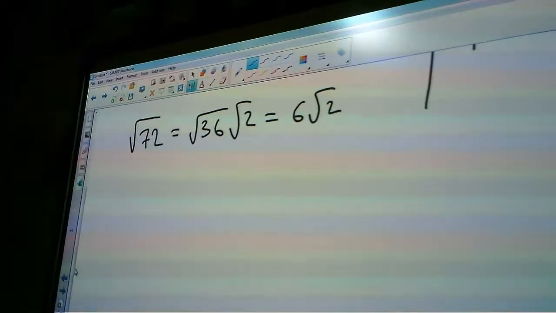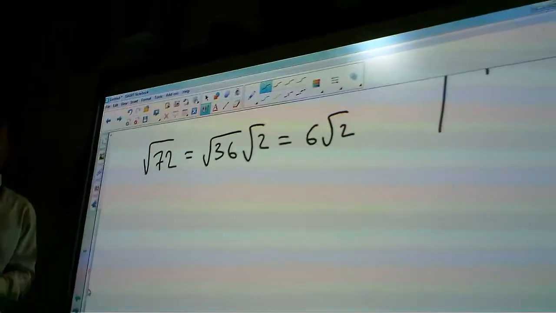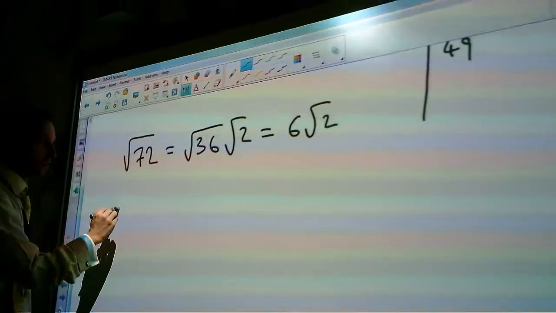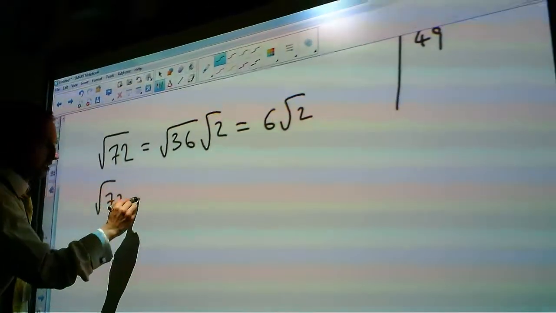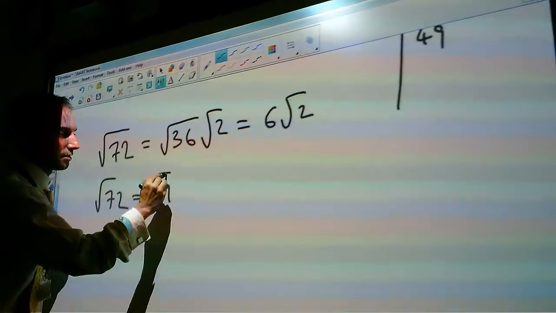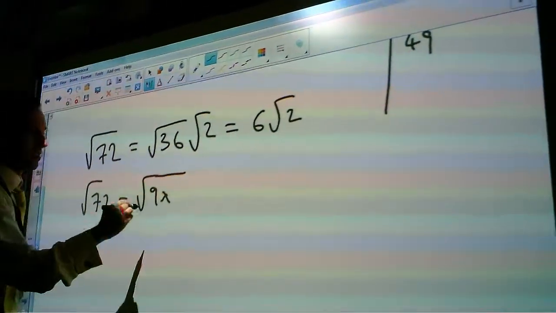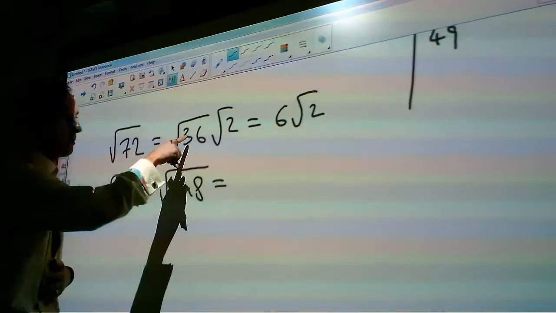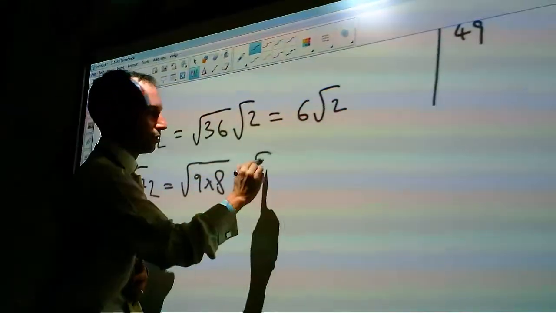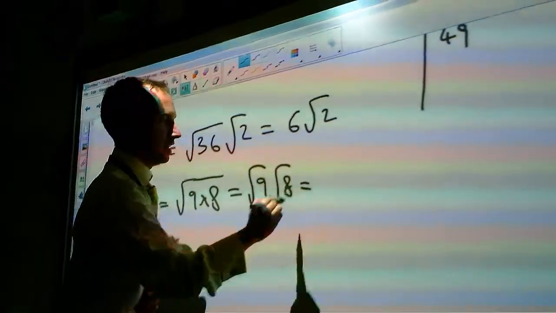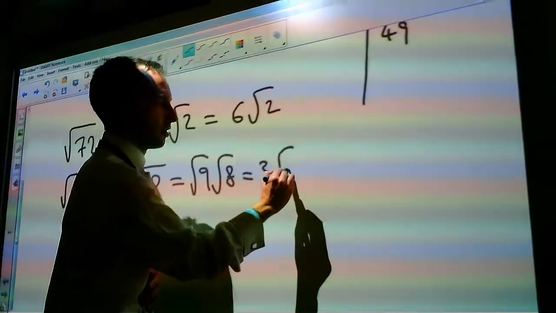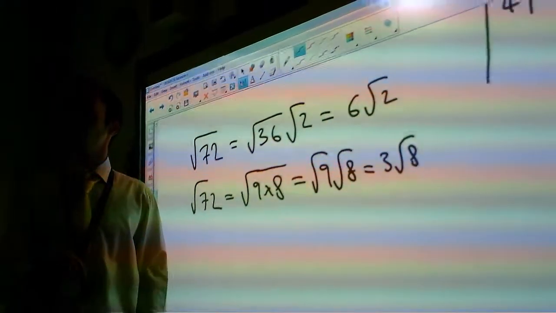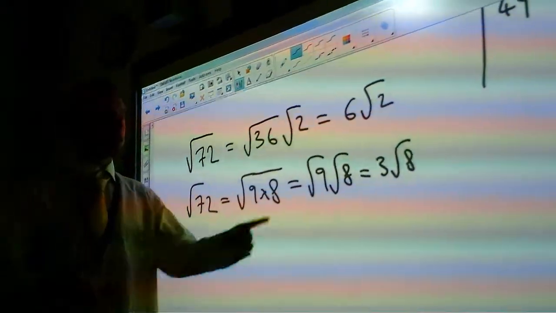Had Sophie not thought of 36, was anyone thinking of a different square number? 9. 9 is on our list. So we could instead have written it as root 9 times 8, isn't it? I'm even skipping steps up here. So root 9, root 8, and then you'd have gone, what's that, 3 root 8? But then you'd probably look at it and go, why is it different? Have I done it wrong? No, you haven't. You can just continue.